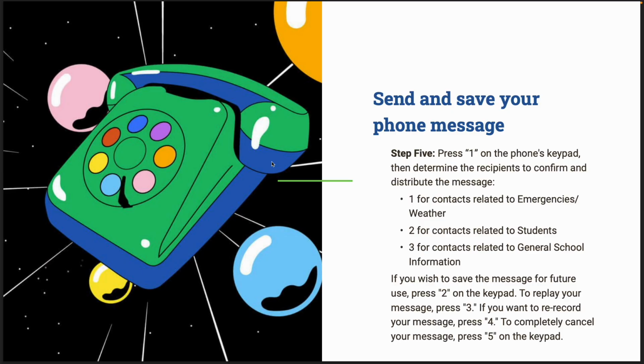If you wish to save the message for future use, press 2 on the keypad. To replay your message, press 3. If you want to re-record your message, press 4. To completely cancel your message, press 5 on the keypad. And this is a voice prompted menu that you'll be walked through on your phone. Correct. You won't need to memorize that.